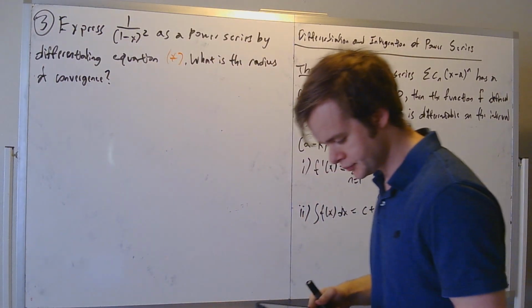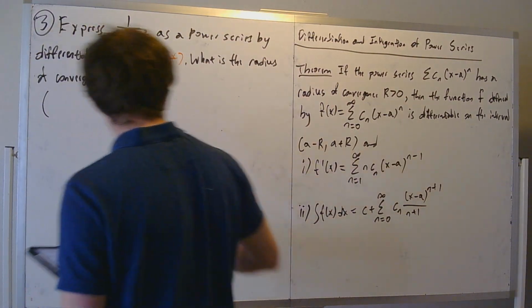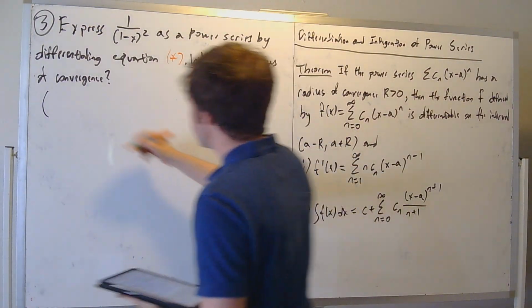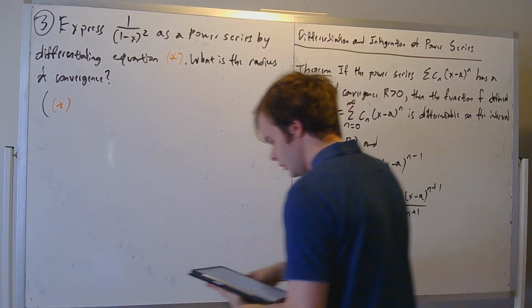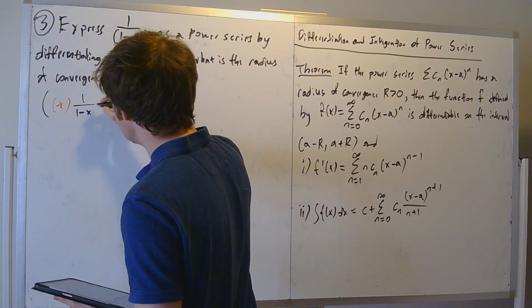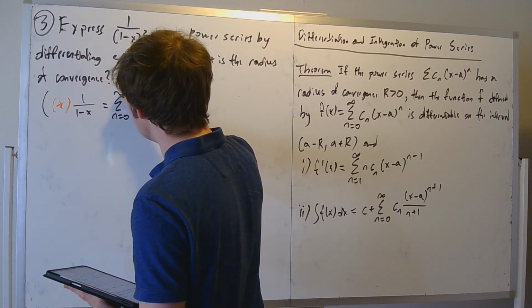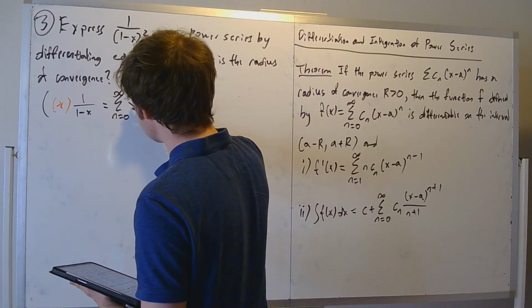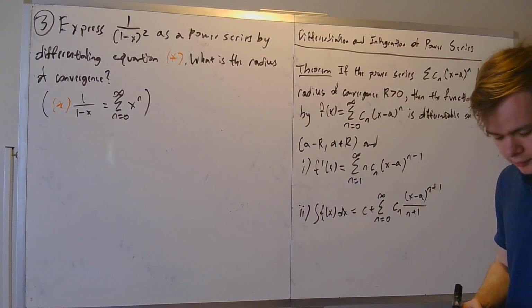Okay. So I'll say here, remember that equation star was the equation that said if we have 1 over 1 minus x, that's going to be equal to the sum from n equals 0 to infinity of x to the power of n. Right, so that's the thing that we're going to keep using in this section.